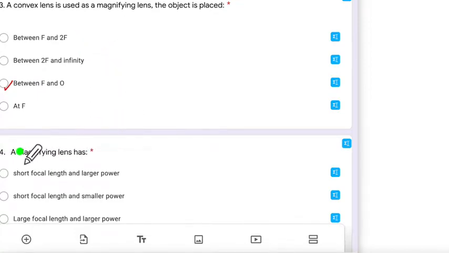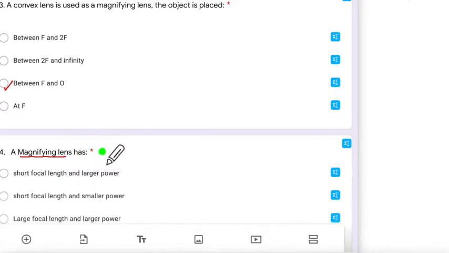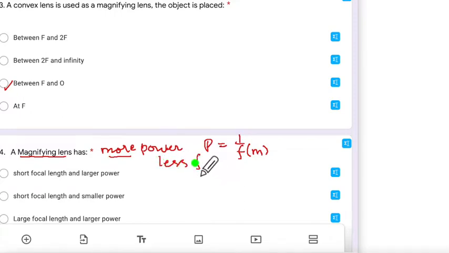Okay, let us come to number 4. A magnifying lens has, if it is a magnifying lens, it must have more power. Remember, it will have more power. If it is more power, then it's going to magnify more. And if it is more power, remember power is equal to 1 upon F in meters, focal length and power. They are inversely proportional. So if it is more power, then it will have less of focal length.